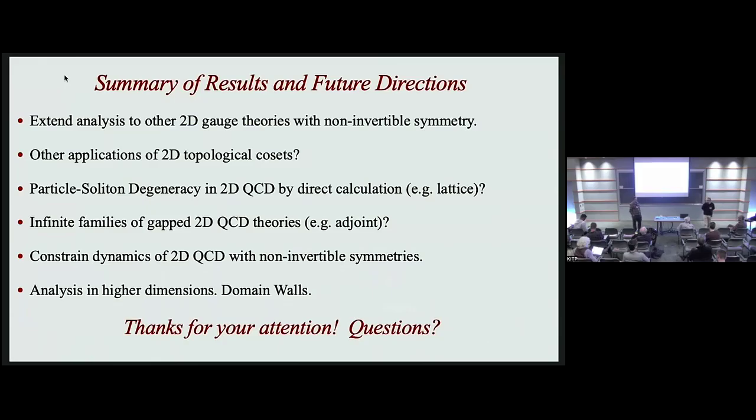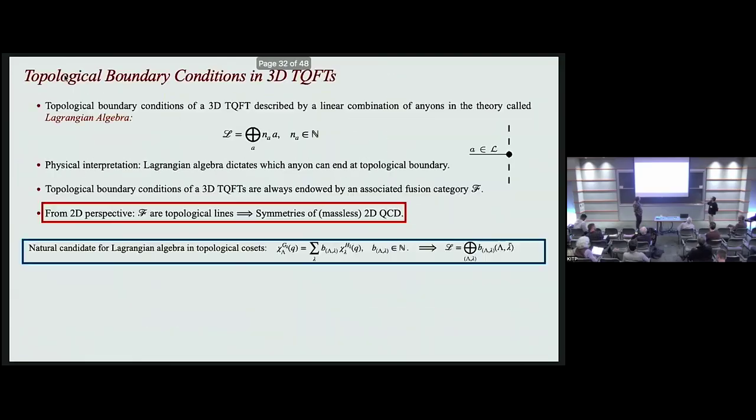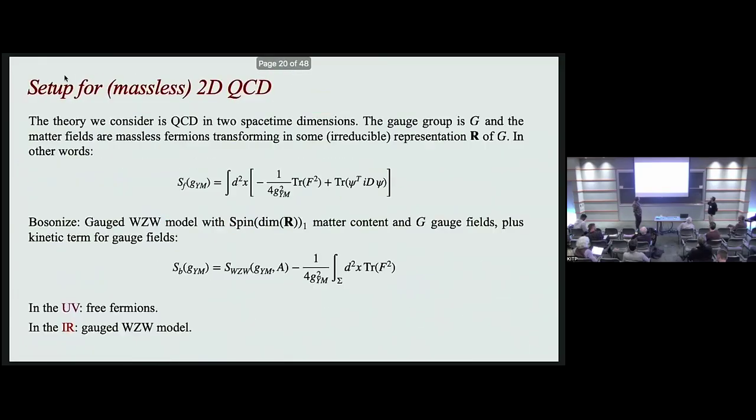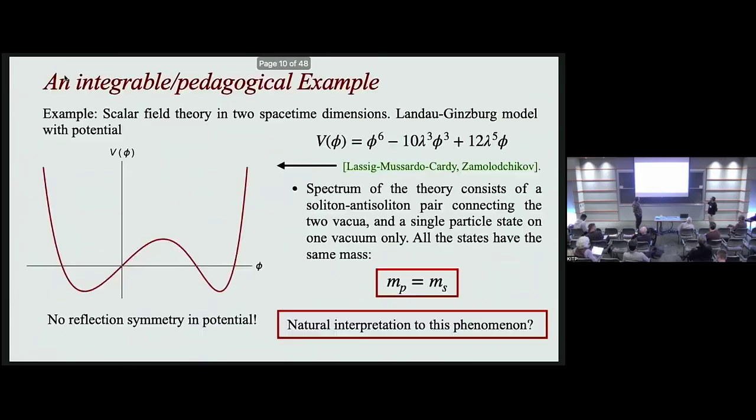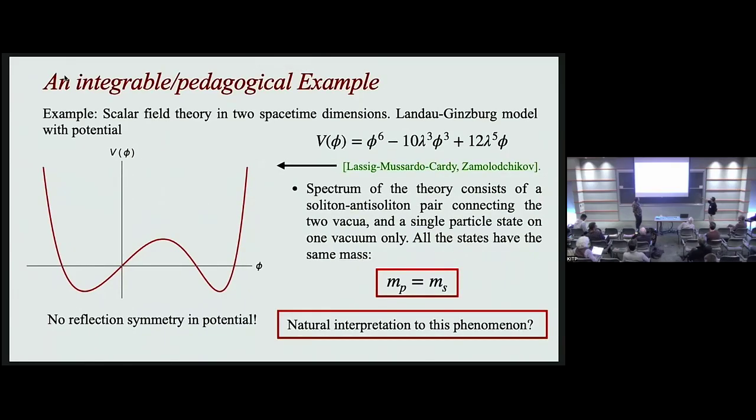Sorry, you mean when I change the deformation? But you wrote a model, a potential, very explicitly. Yeah, it's the critical Ising model deformed by the phi 2,1 deformation, and that remains integrable, as far as I know, for any value of lambda. So can you change phi^10 to phi^11? It doesn't remain integrable if you change the coefficients.